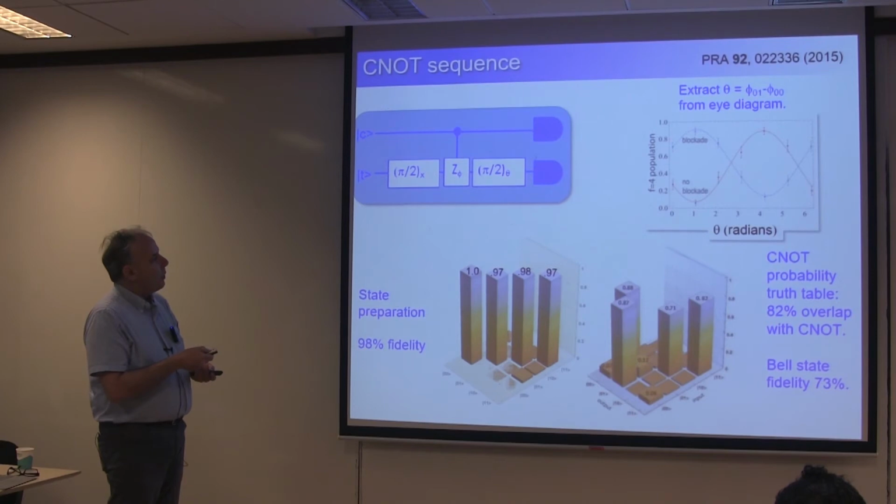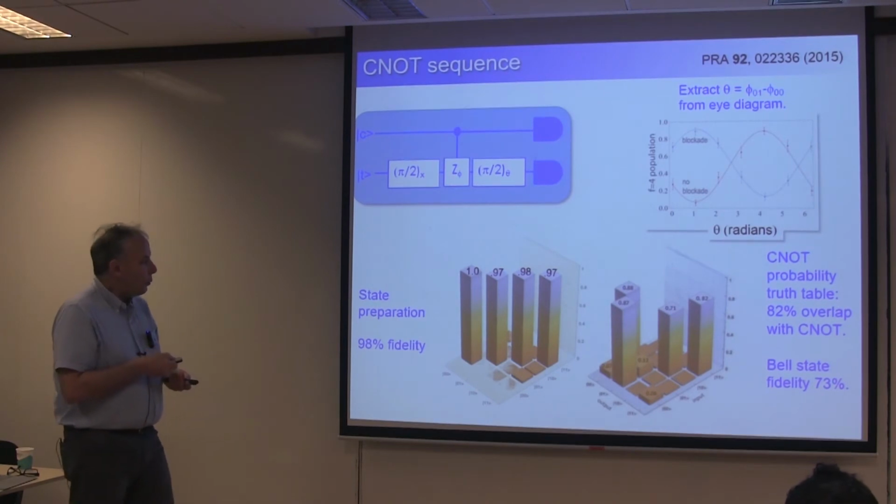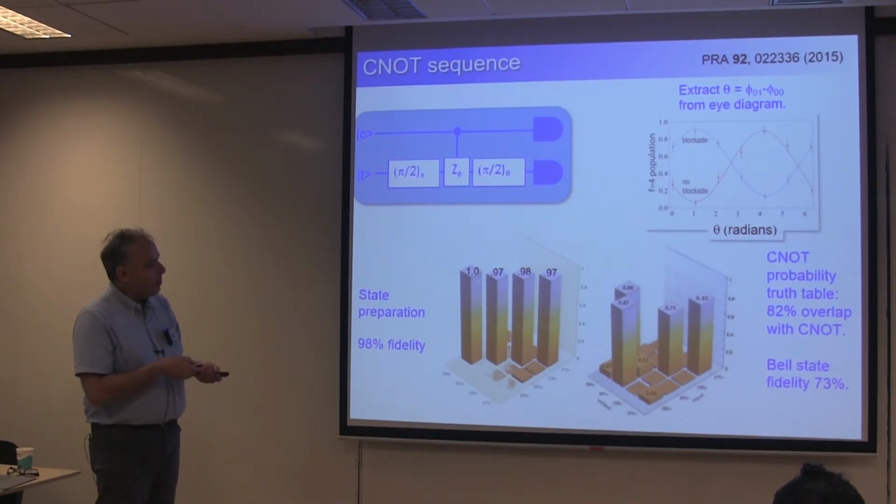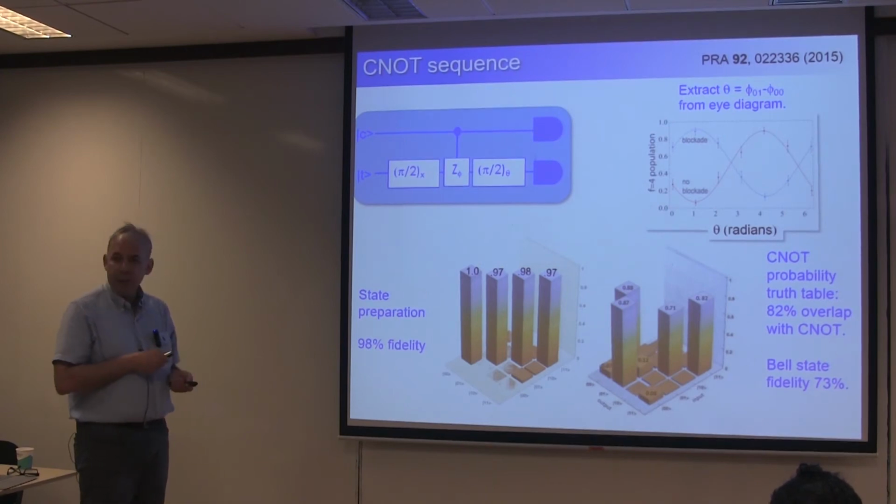But in practice, what we do is we measure these eye diagrams. That is, we vary the relative phase of these two rotations and look at the target state that we end up in, and then we set the relative phase to sit at the maximum contrast of this eye diagram. And doing that, we get a C0 probability truth table, and additionally measuring the phases of the output states, we can determine a Bell state fidelity, which we've been able to push up to sort of mid 70% level.